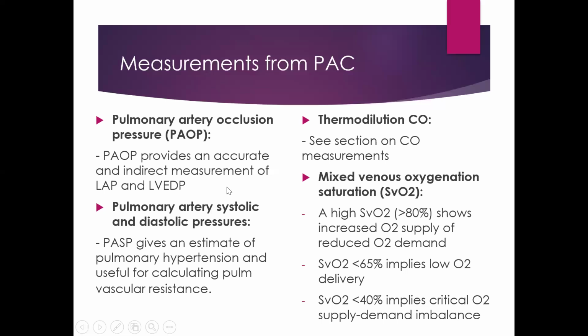All right, so the measurements you can get from them: the pulmonary artery occlusion pressure gives you an accurate and indirect measurement of your left atrial pressure or your left ventricular end diastolic pressure. The pulmonary artery systolic and diastolic pressure gives an estimate of pulmonary hypertension. So when your pulmonary artery pressure is greater than 15, for instance, it gives you an indication of pulmonary hypertension.